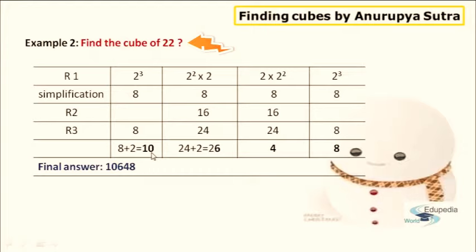So finally, by clubbing all the digits that we have got, that is 10648, we get the final answer, that is 22 cube is equal to 10,648. So guys, this is the way we can use Anurupya Sutra at an expert level.